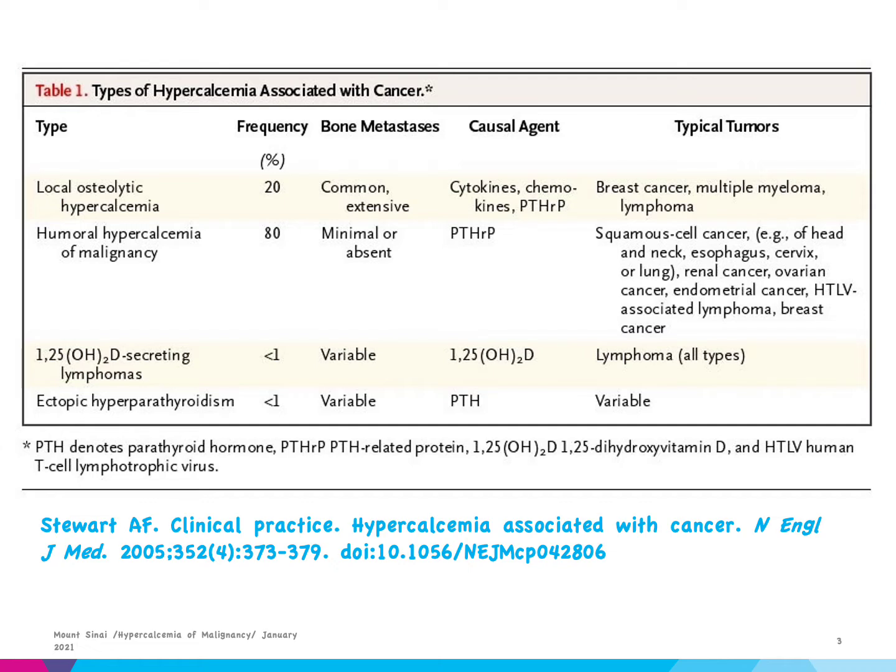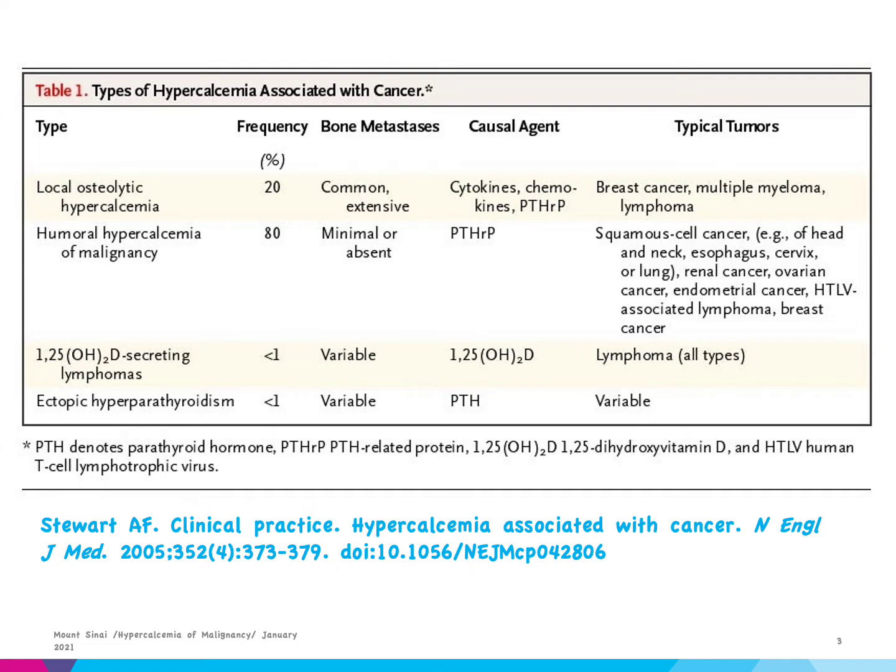In terms of humoral hypercalcemia of malignancy, the causal agent is PTHrP. So you don't need metastasis for this. It's the most common type of hypercalcemia associated with cancer, about 80%. Normally you see it in squamous cell carcinomas, though you can also see it in renal cancer, ovarian cancer, endometrial cancer, and even breast cancer sometimes.